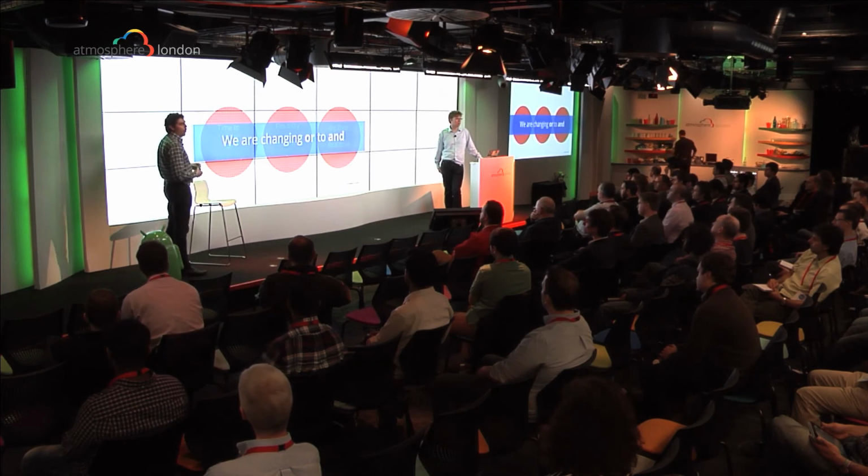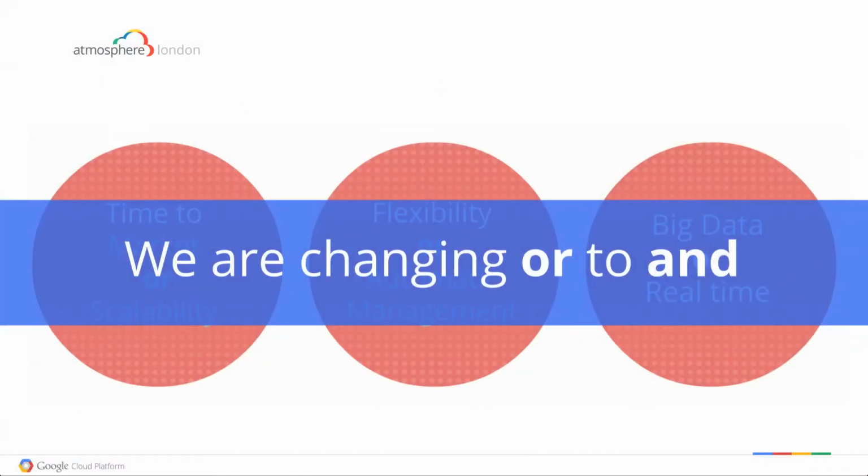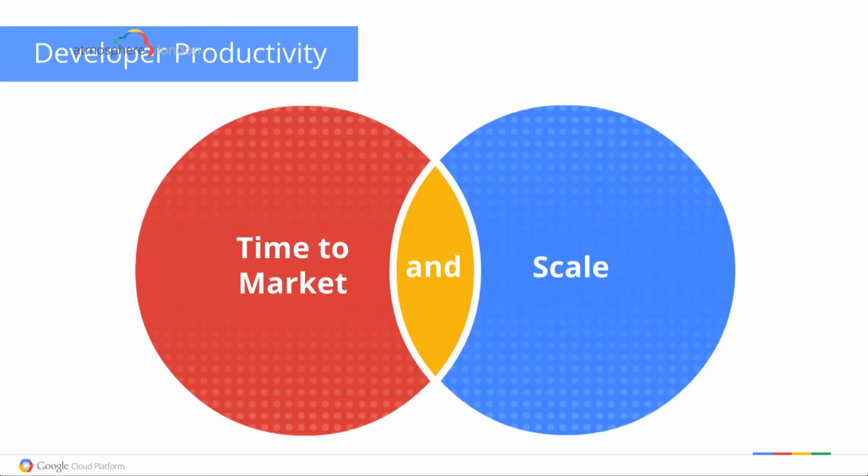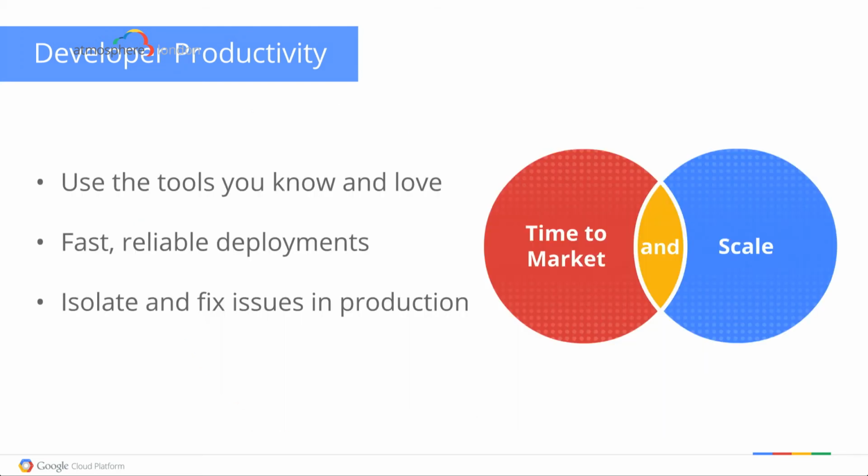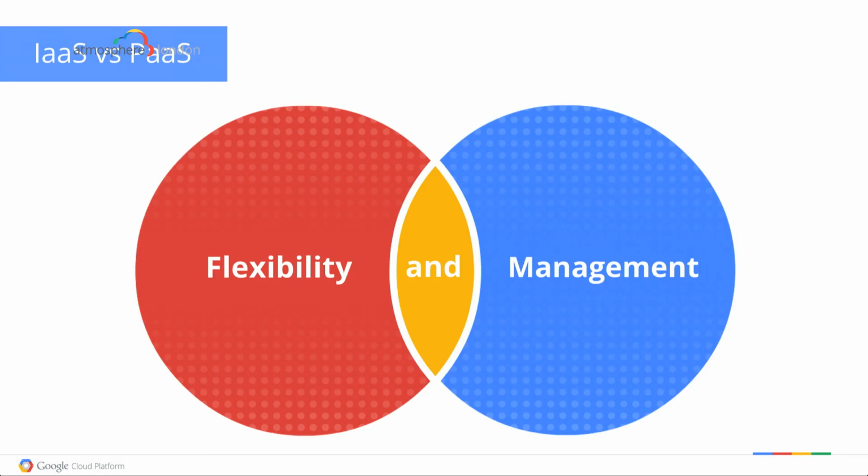And we want to change the "or" in that sentence to "and". We want to make it so that you can do both of these things, and here's how. So, developer productivity, time to market, and running at scale. We want to be able to launch you on the platform when you start that will take you to complete scalability. We want you to be able to use the tools that you know and love, deployments fast, and we also want to be able to fix and isolate issues in a safe way, even when you're running in production. And that's the demo that Jens and I are going to do after these slides, so we'll show you that.